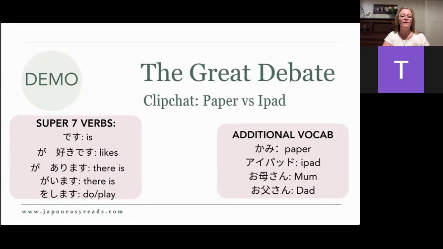So that's our focus. So for this one, you can see that there's 1, 2, 3, 4, 5 Super 7 verbs that we will be trying to use. And the additional vocab, kami, iPad, do, okasan, otosan. So really limited language here. So this one, I would have no problem at all doing this one with junior school. No problem at all.